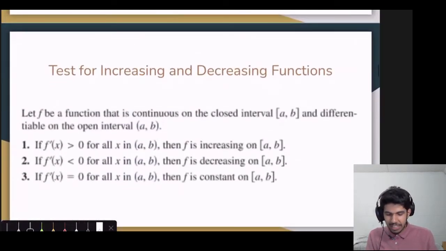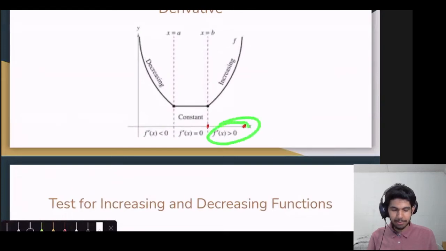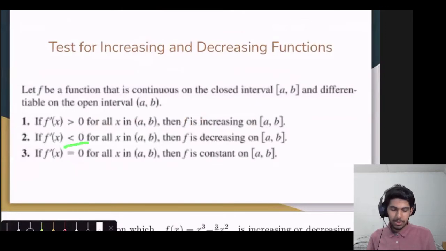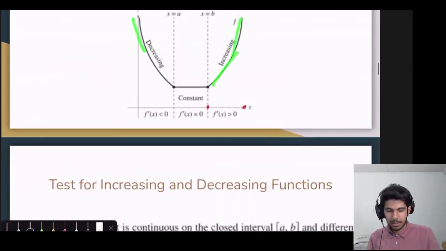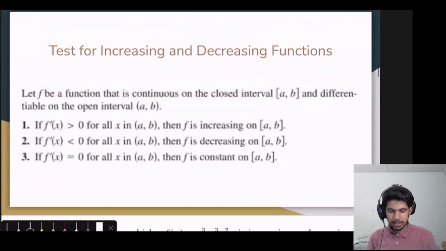So now we'll describe a test for increasing and decreasing functions. This is basically what I just said, except now put in better mathematical terms. So f is a function continuous on a closed interval, differentiable on the open interval. If f prime of x is greater than 0 for all x in the interval, then f is increasing. So that's this here. F prime of x is greater than 0, and it's increasing. If it's less than 0, then it's decreasing. So that's this left part here, decreasing. And if it's 0, then it's constant. So basically what I just said.